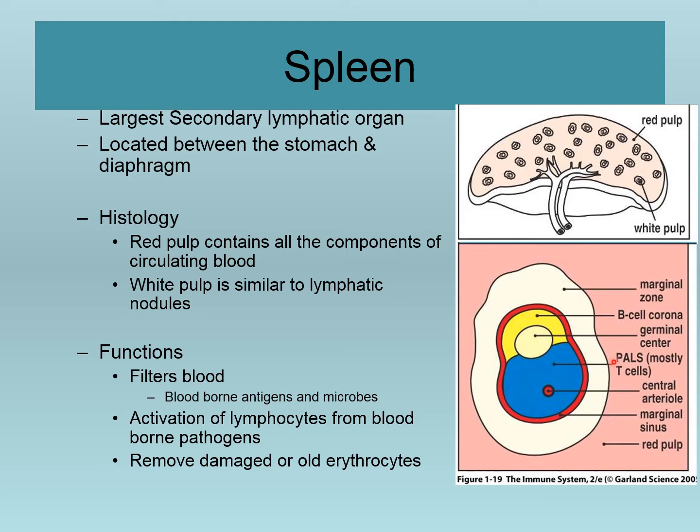As you can see, in the cross-section of the white pulp region, this yellow region is the B cell corona, which is mostly populated by B cells, and when antigen comes, it activates B cells, which results in production of antibodies. This blue region indicates the region which is densely populated with T cells. This is called the periarterial lymphatic sheath. Once activated, T cells result in activation of the B cell response. Another function of the spleen is to remove damaged and old erythrocytes.